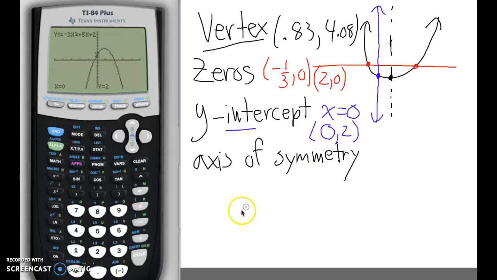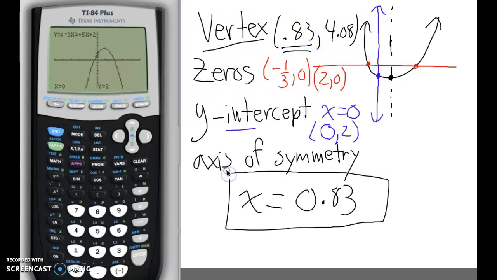You can tell that this is a completely different drawing. Now the axis of symmetry is this vertical line that goes through there. And what you might notice is that vertical lines are always in the form x equals. The nice thing is, since we know the point that it's going through, here you can see a little better, it has to go through my vertex. So it must share this x coordinate. So it's actually x equals whatever the x value is of my coordinate. And this x equals 0.83 is going to be a vertical line. So now we found the vertex, the zeros, the y-intercept, and the axis of symmetry, all using our calculator.